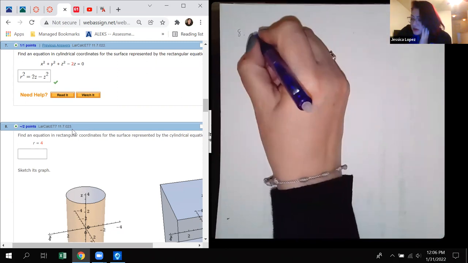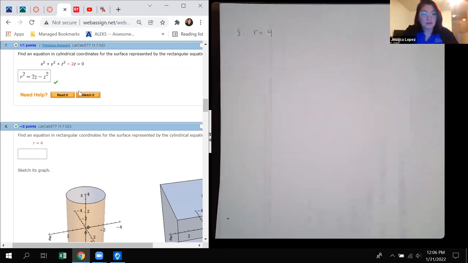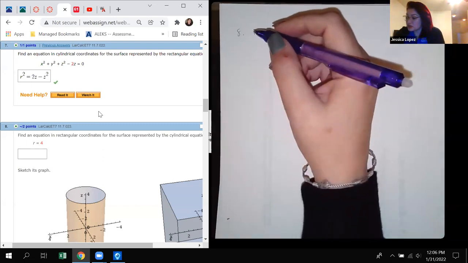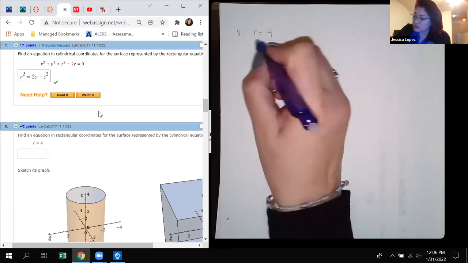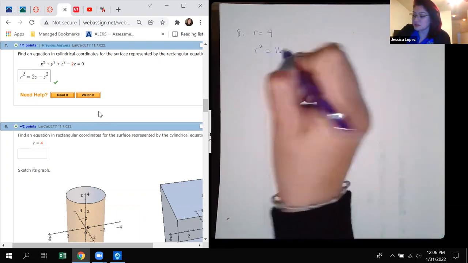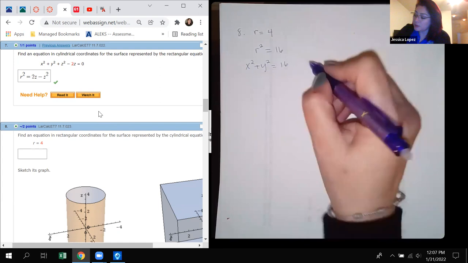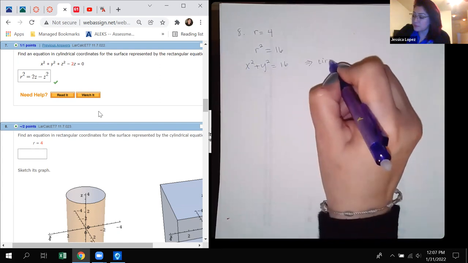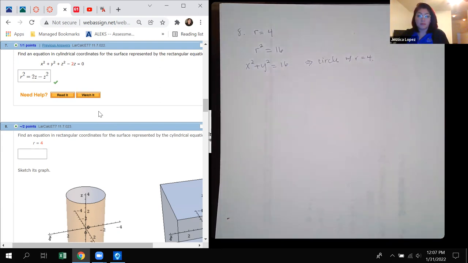Okay, number 8 says r equals 4. Remember, this is cylindrical coordinates. If we change this to rectangular coordinates and square both sides of this equation, we end up with r squared equal to 16, and we know that x squared plus y squared equals 16. This is the equation of a circle with radius equal to 4, which makes sense because it says up there the radius equals 4.